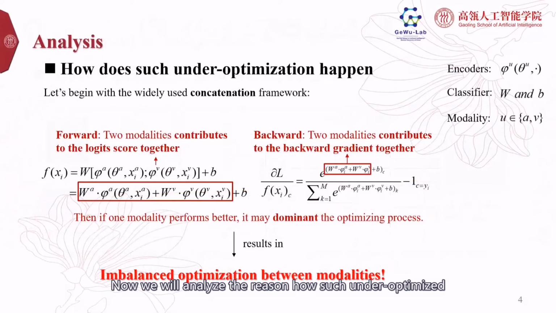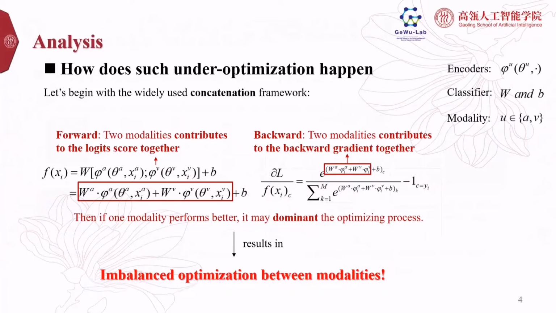Now we will analyze the reason how such under-optimized training happens. Let's begin with the concatenation framework. We first give the definitions: encoders phi and its parameter theta, the classifier W and B, and the modality indicator U. We take A and V as examples. The first formula describes the logits calculation in a forward process. The logits score is contributed by two distinctive parts in the way of addition. This means one better modality may dominate the prediction result.